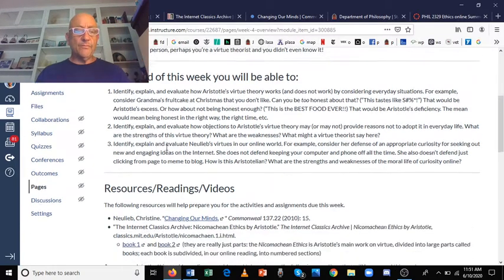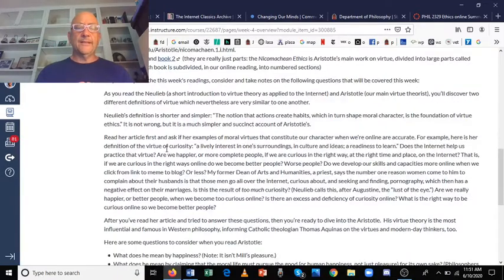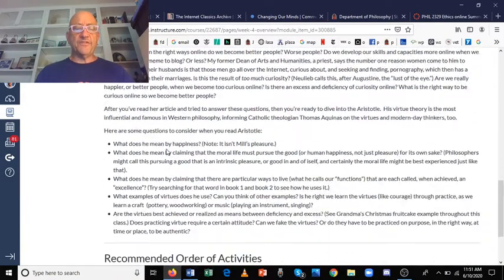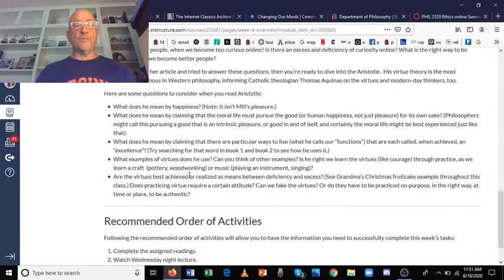Let's see. There are your readings. So here are some questions to consider, and you can look at these before you read for Aristotle. What he means by happiness is decidedly not Mill's answer, perhaps not even Kant's answer. And we'll get to Aristotle's definition of happiness in a minute. What he means by pursuing the good life for its own sake is what philosophers would call the intrinsic pleasure of something. Also is not Mill's answer.